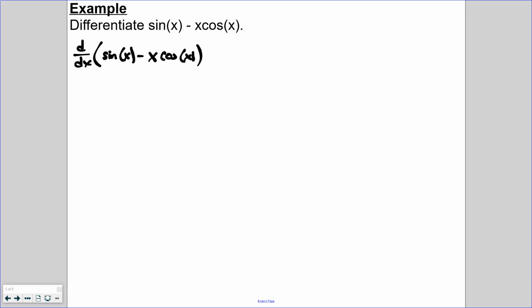Well, based on some of our rules, we know that if we are taking the derivative of subtraction, we can take the derivative of each individual piece. So we'll have d dx of sine of x minus d dx of x cosine of x. Well, we already know what the derivative of sine is, so not much there. We know the derivative of sine is cosine of x.